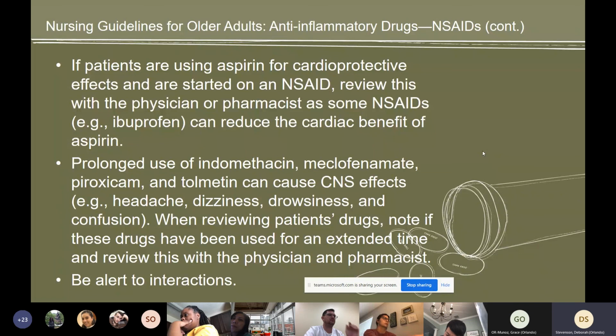And some other things, piroxicam and indomethacin are also NSAIDs, but they can cause things like headache and dizziness and confusion. And again, some of that delirium we talked about. If the patient is on it for long periods of time, maybe there's something else that they can use instead of taking a chance of developing bleeding or some delirium. So keep in touch with your healthcare provider as you are beginning to practice.